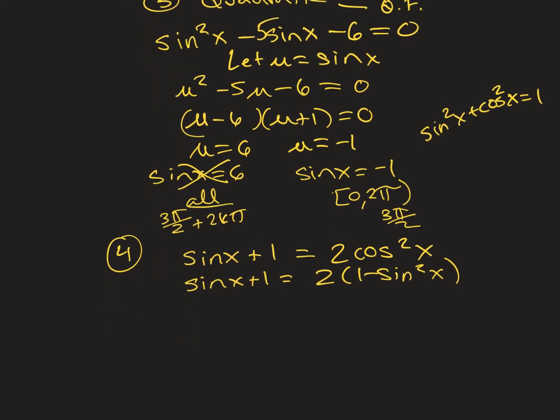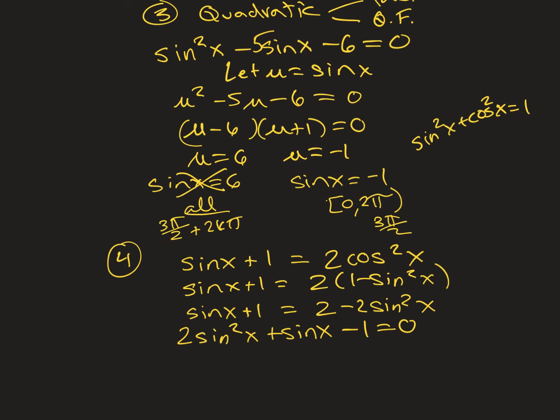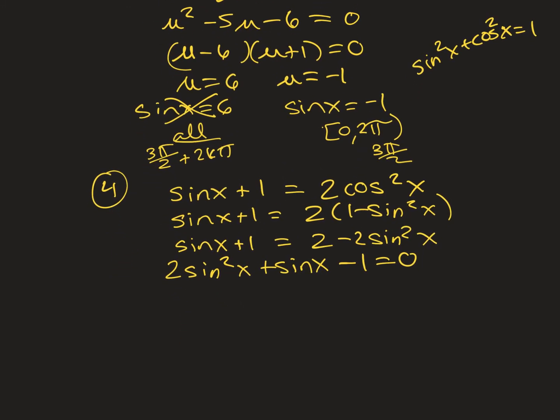All right, so I notice I have something squared, something that's not squared, a constant term. So let's distribute on the right side, and then I'm going to get everything to the right side. So 2 sine squared x plus sine x minus 1 equals 0. And I actually do think this is factorable.